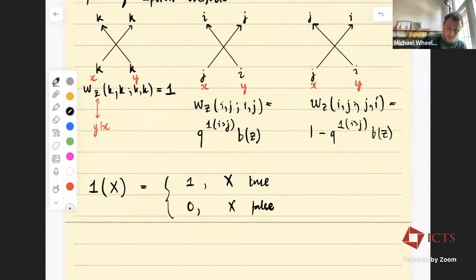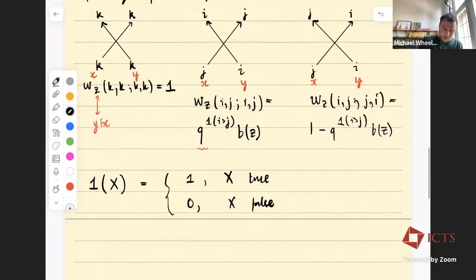So whenever the condition i greater than j is satisfied, you will get a power of q. And if it's not satisfied, you just get 1. It's possible to write the weights in a slightly more explicit form without the indicator function, but I went for this because it's a little more compact.